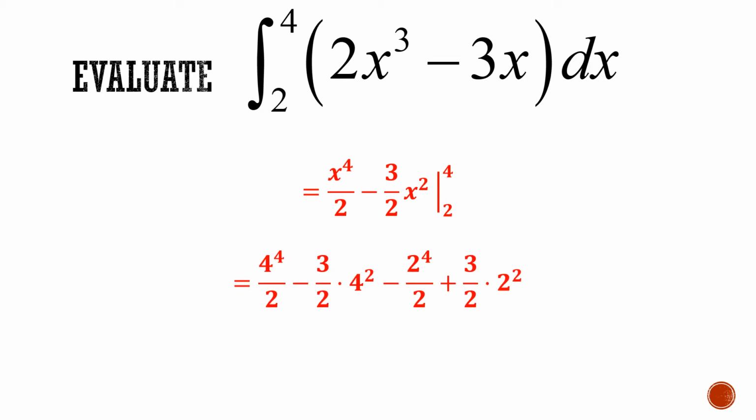So I'm going to plug in the 4 first to get 4 to the 4th over 2 minus 3/2 times 4 squared. And then subtract from the bottom, so minus 2 to the 4th over 2 plus 3/2 times 2 squared. Simplifying that, I get 128 minus 24 minus 8 plus 6, which equals 102. So the area under the curve from 2 to 4 is 102.